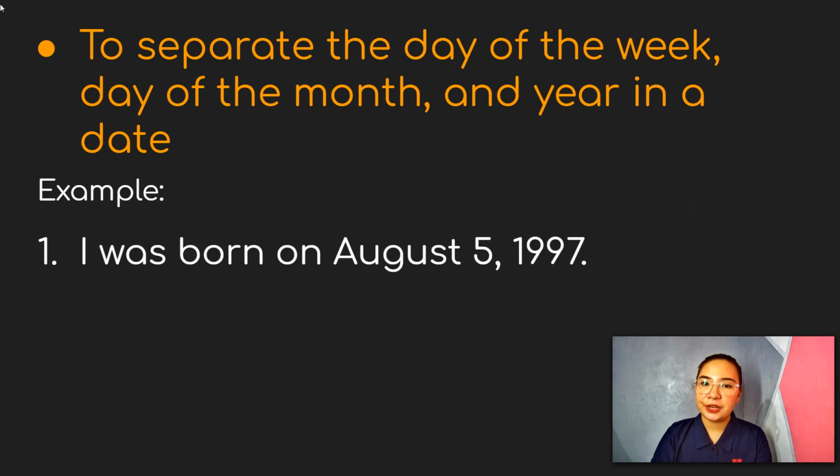Next is to separate the day of the week, day of the month, and year in a date. Like, for example, I was born on August 5, 1997. And we use this, of course, between the month and date, and comma. And then we have here the year.